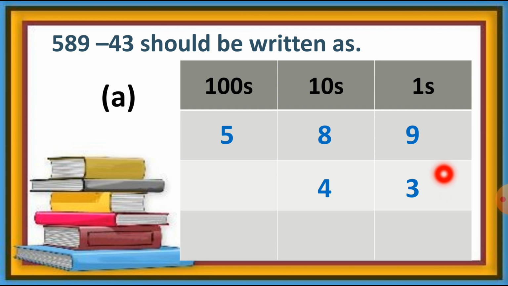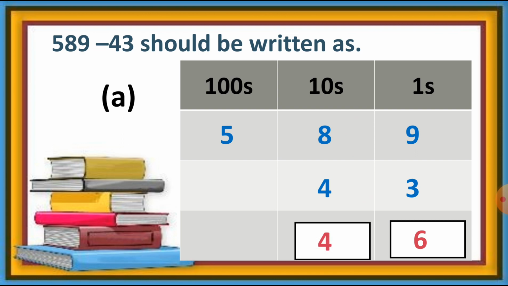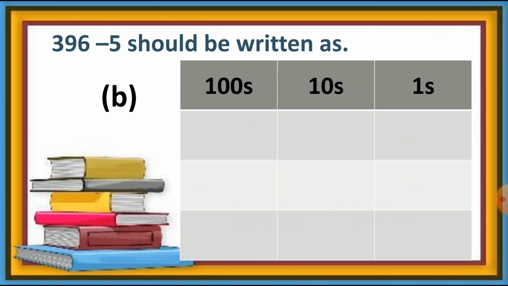So now we can solve this sum with the ones column. 9 minus 3 is equal to 6. Then at the tens column, 8 minus 4 is equal to 4. And 5 minus nothing, there are no digits, so we can write down this 5 as it is this way. So the answer of this sum is 546.